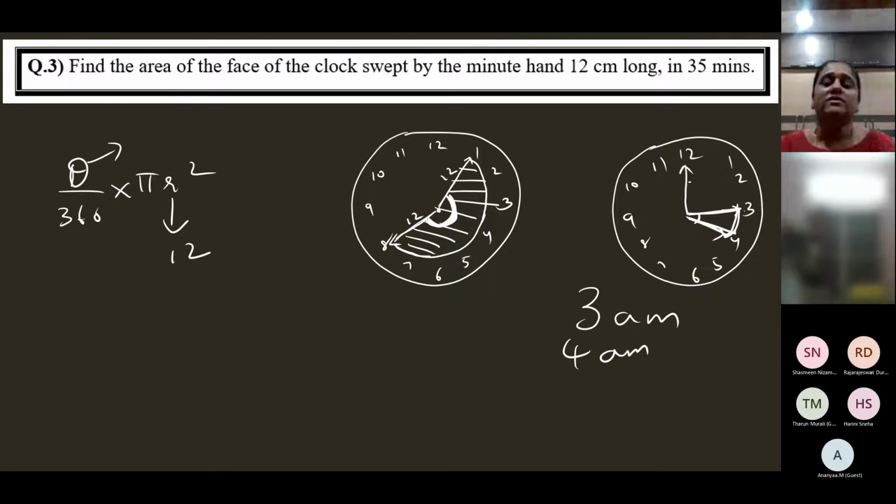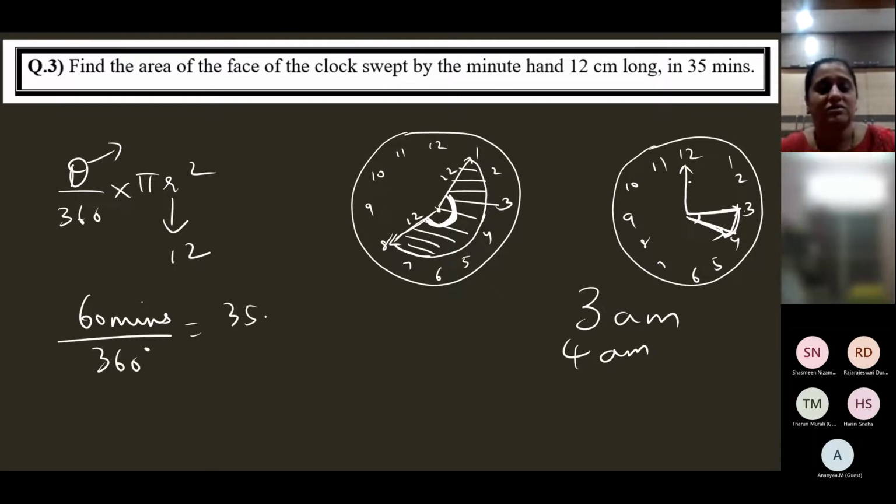Yes. The minute hand takes 60 minutes, because from 3 a.m. to 4 a.m. is 60 minutes. We are talking only about the minute hand. From 12 to come back to 12 is 1 hour, 60 minutes. In 60 minutes, it goes 360 degrees. So see here, 60 minutes, 360 degrees.